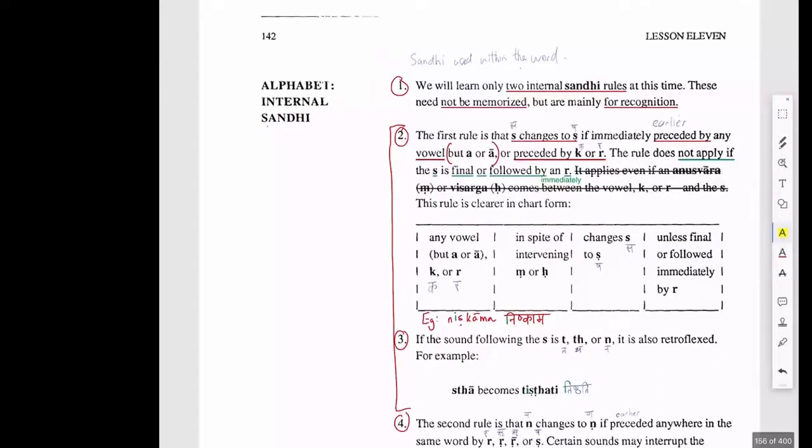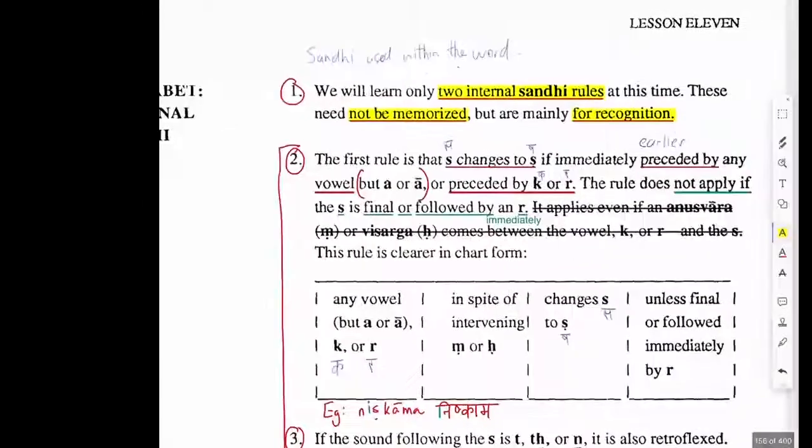We will learn only two internal sandhi rules. They don't need to be memorized, but only recognized. So don't have some pressure trying to remember this. Just get familiar with it for the sake of recognition. Okay, rule number one. So two rules. We're on the first rule now. Is that the s changes to sh.